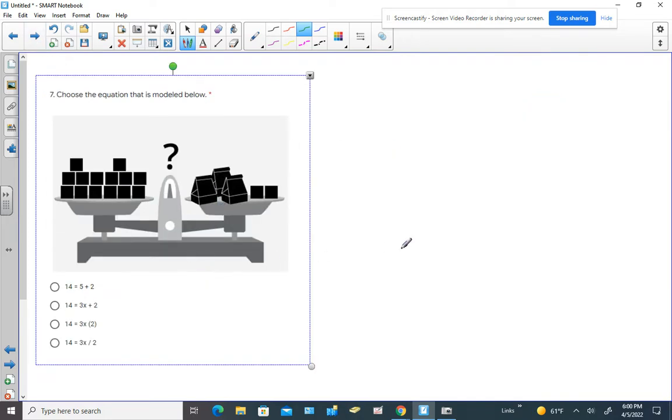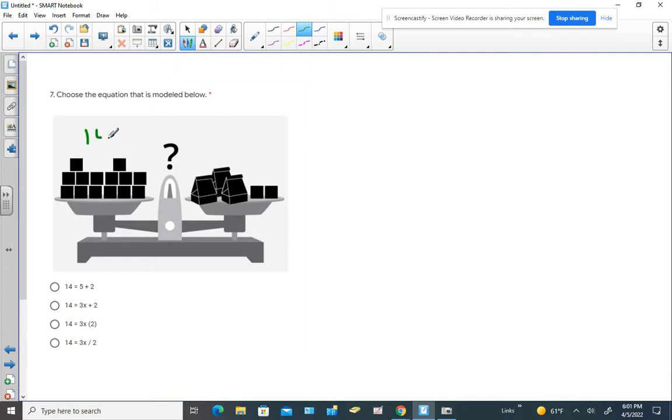For number 7, it says choose the equation that is modeled below. So let's count how many cubes we have here. We have 1, 2, 3, 4, 5, 6, 7, 8, 9, 10, 11, 12, 13, 14 cubes on this side. Now we have an unknown here. We don't know if this is equal. And then over here we have 3 of the x's, and we're adding to that 2 of the cubes. So which one matches that? Which equation matches that? Because for now we have to assume that they're equal.